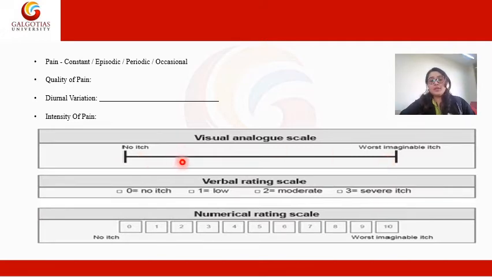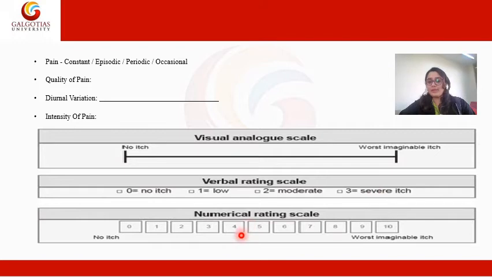We ask the patient, whatever pain perception you have right now at the moment, you just mark it anywhere, and then we measure it through the scale. So it can come in decimals as well. In the verbal rating scale, we just ask the patient verbally what kind of pain do you have? Is it 0, that is no pain, 1 is low pain, 2 is moderate pain, and 3 is severe pain. So it is all verbal. That is why the name verbal rating scale.